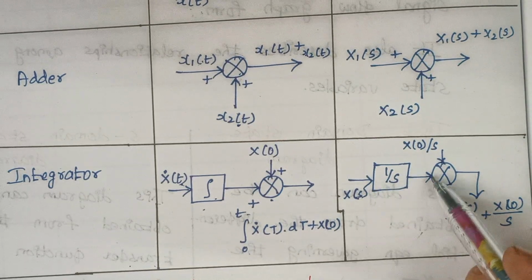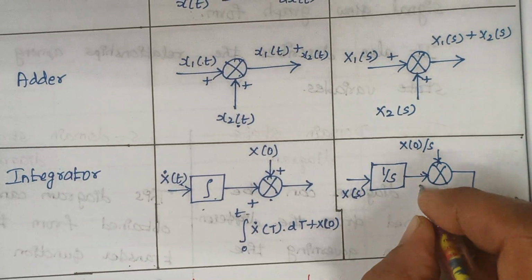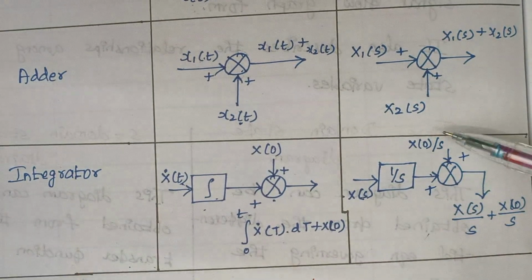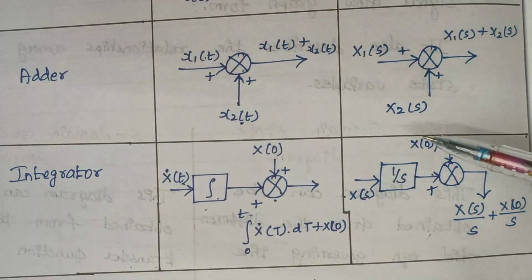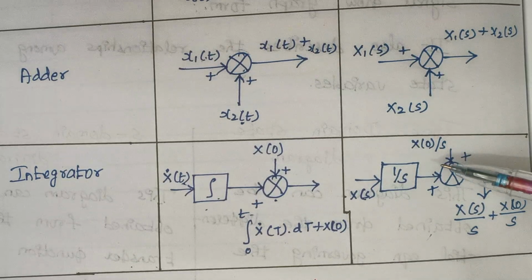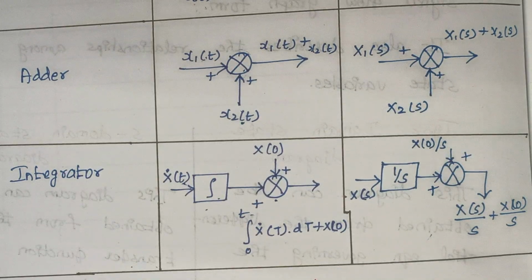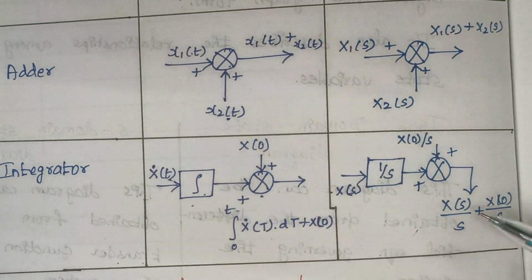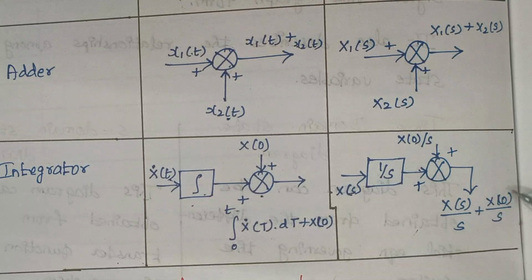And the corresponding output is again given to a summer with the plus sign, both the cases. And here you see the other input signal is x of 0 by s. Since we are representing in s domain, here we are including the term 1 by s, that's it. So here the respective output is x of s by s plus x of 0 by s, right?